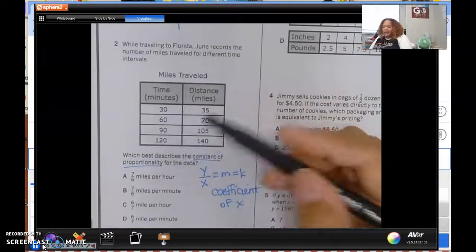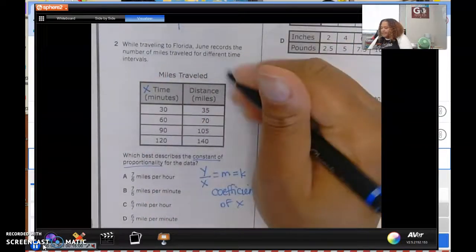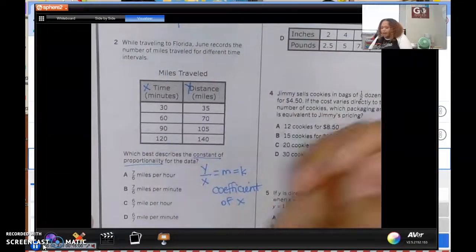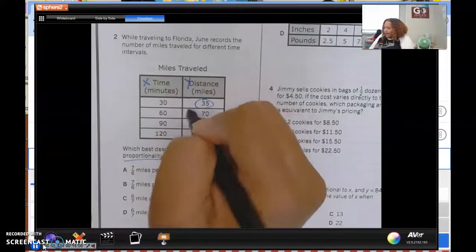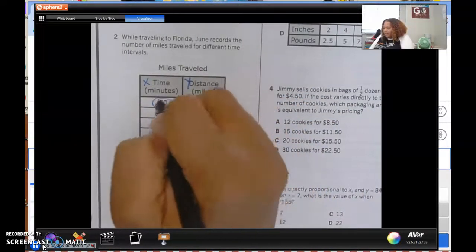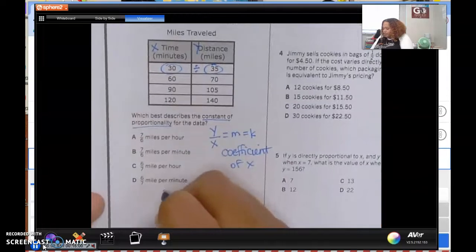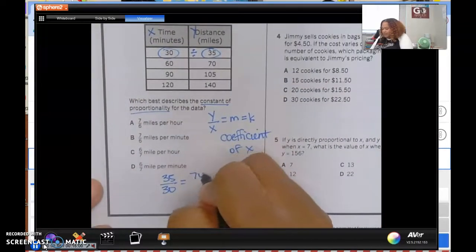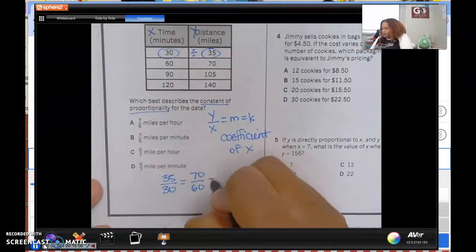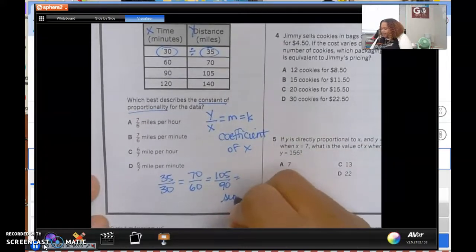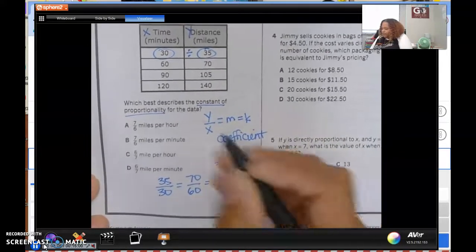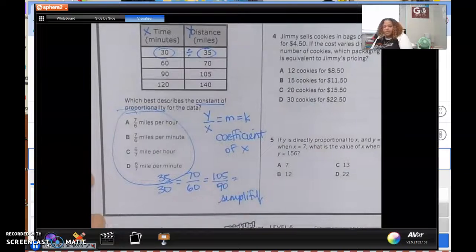My time is my x column. My distance is my y column. I need to keep a hold of my pen. I need to take any y and divide it by x. So once I do 35 over 30, which should be the same as 70 over 60, which should be the same as 105 over 90, I need to simplify that fraction and choose one of these answers.